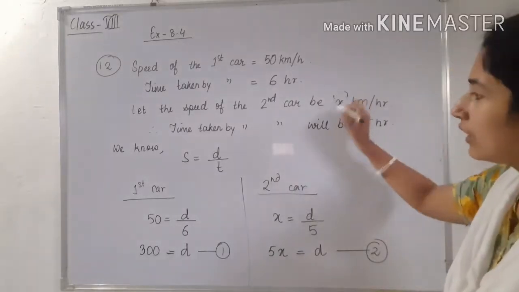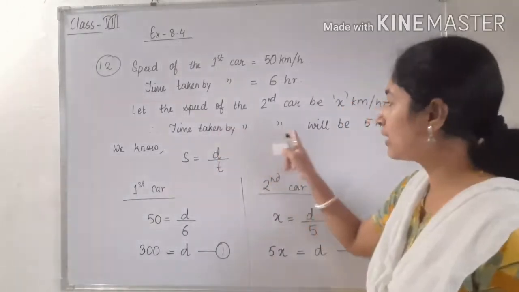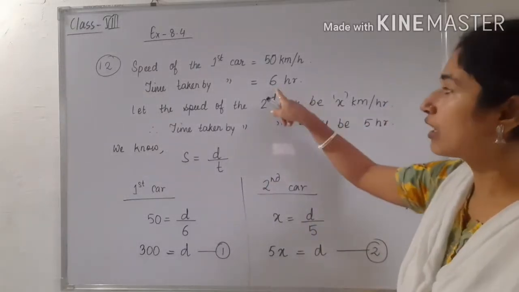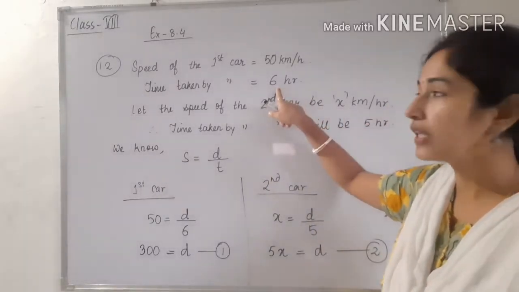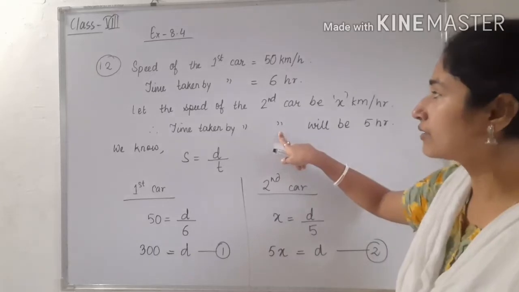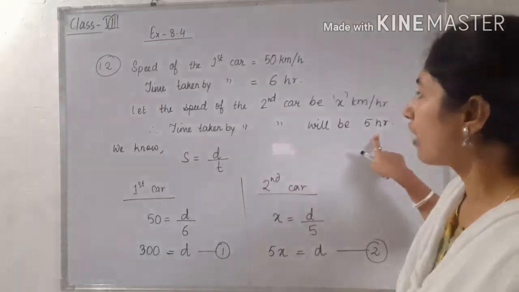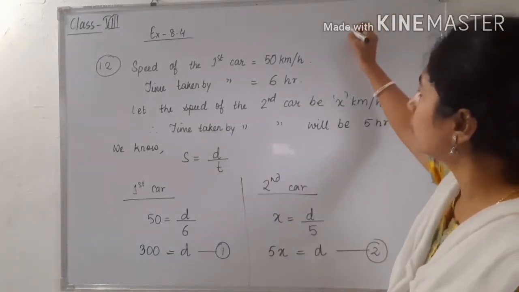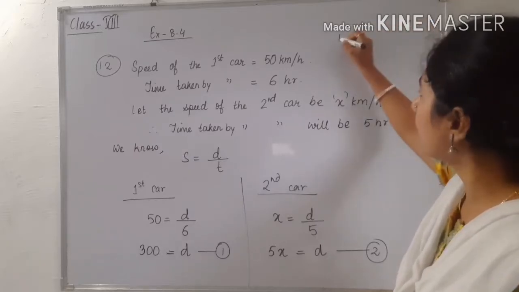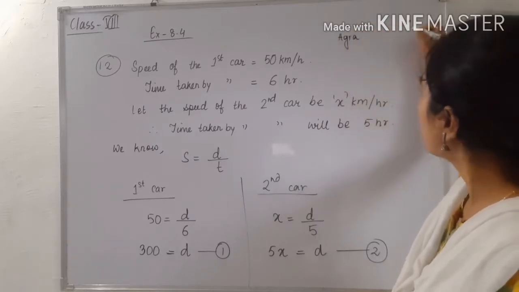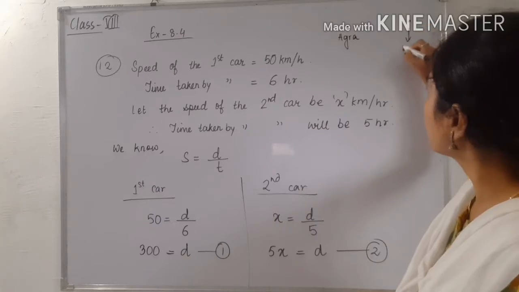Okay. Next, therefore, the time taken by the second car will be after 1 hour. It is clearly given that after 1 hour the second car starts. That means it takes 5 hours from Agra up to which point? Up to the point where the time is 5 p.m.